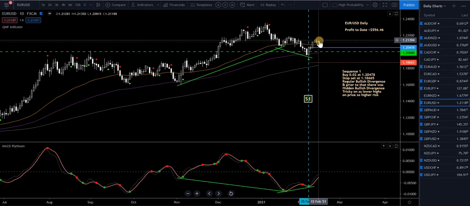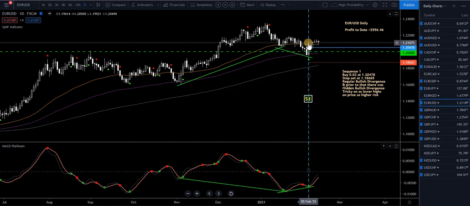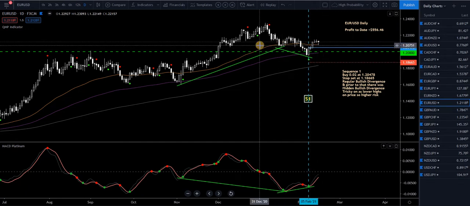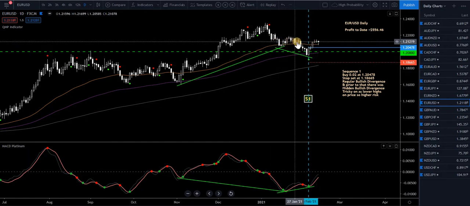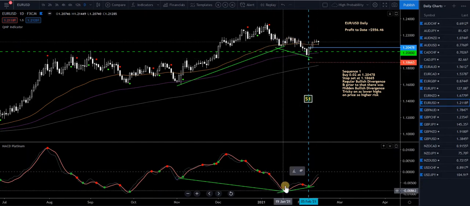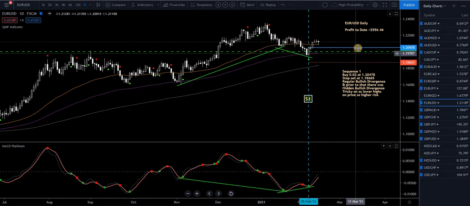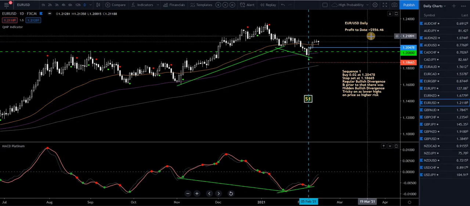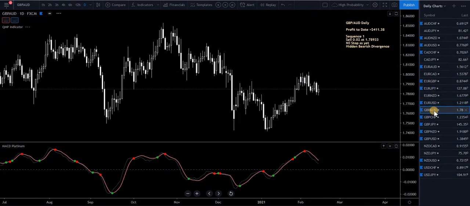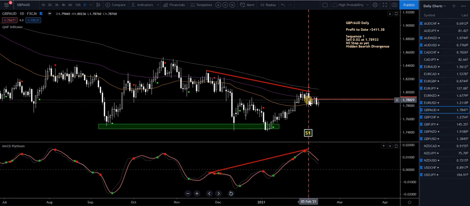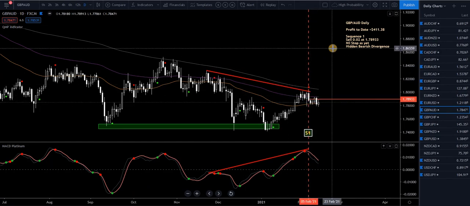The last 3 days have been nothing really. The euro has been stuck in a bit of a range for a while there, and it's not really doing much at all. But at least we're on the right side of the blue line, which is good, and going in the right direction.